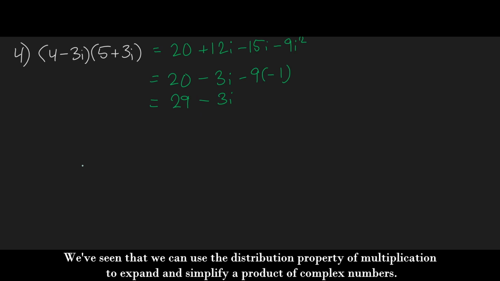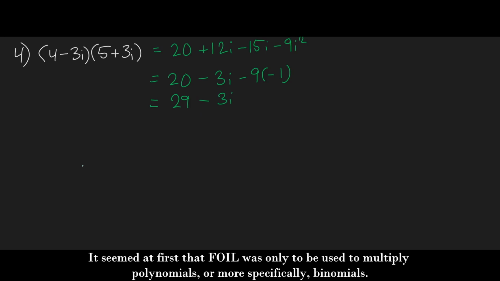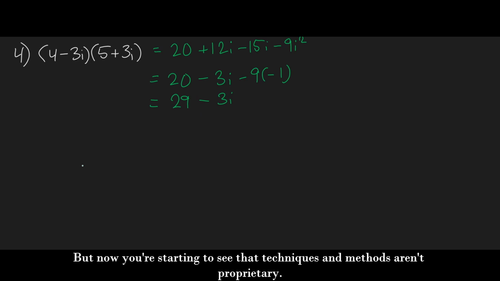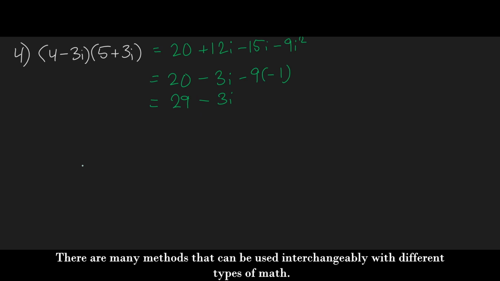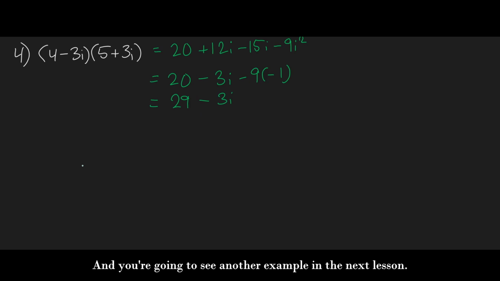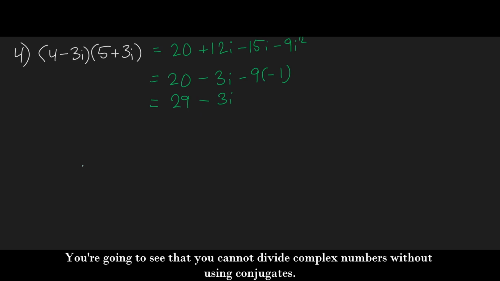We've seen that we can use the distributive property of multiplication to expand and simplify a product of complex numbers. It seemed at first that FOIL was only to be used to multiply polynomials, or more specifically, binomials. But now you're starting to see that techniques and methods aren't proprietary. There are many methods that can be used interchangeably with different types of math. And you're going to see another example in the next lesson. You're going to see that you cannot divide complex numbers without using conjugates.